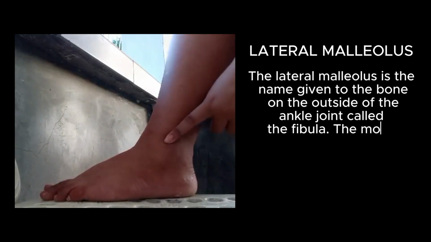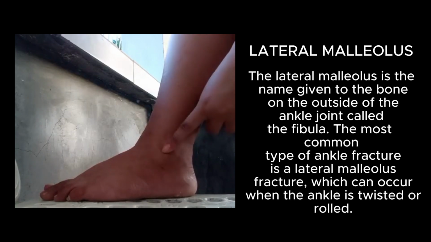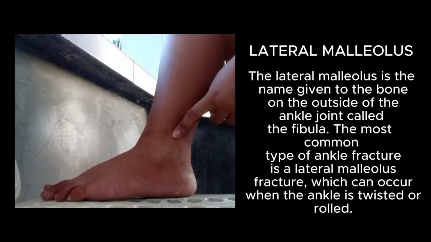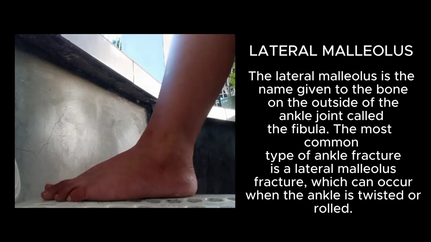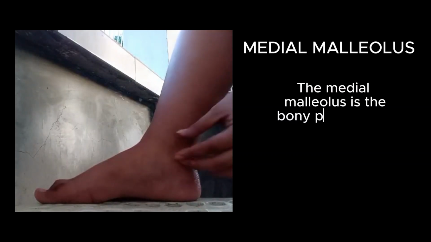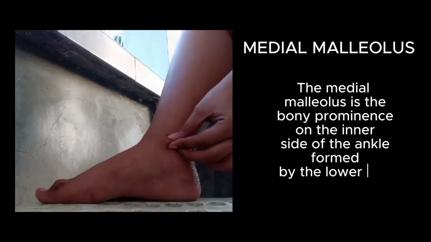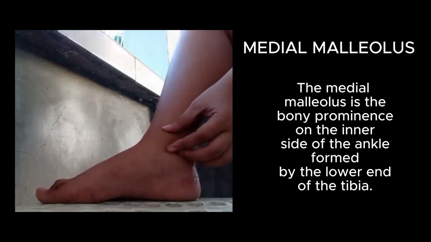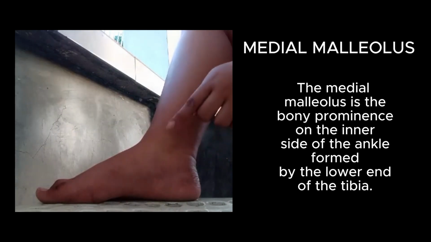Lateral malleolus. The lateral malleolus is the name given to the bone on the outside of the ankle joint called the fibula. The most common type of ankle fracture is a lateral malleolus fracture, which can occur when the ankle is twisted or rolled. Medial malleolus. The medial malleolus is the bony prominence on the inner side of the ankle formed by the lower end of the tibia.